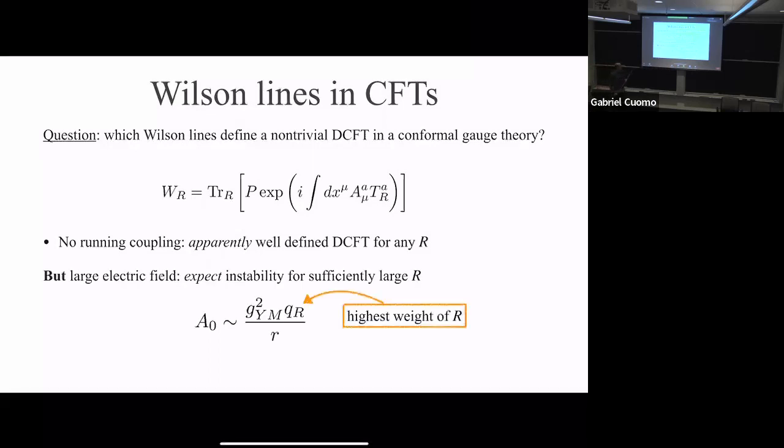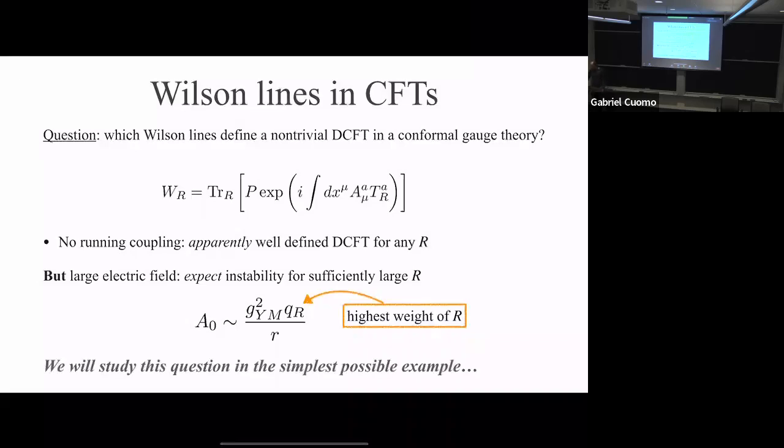But as I said at the beginning, you have a large electric field. In the Abelian case, the Coulomb potential will be something like the highest weight of the representation R times g squared Yang-Mills. And therefore you expect an instability due to the Schwinger effect.